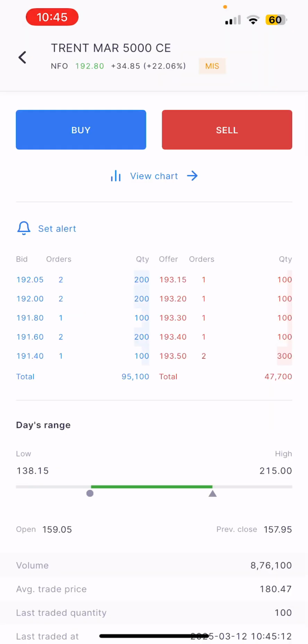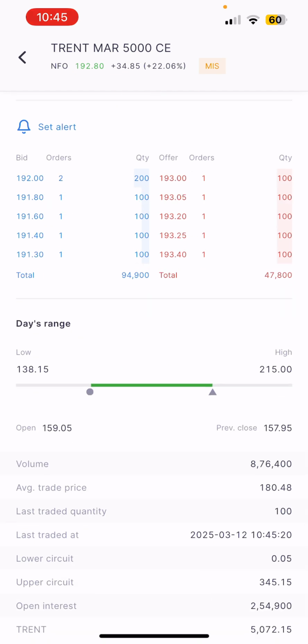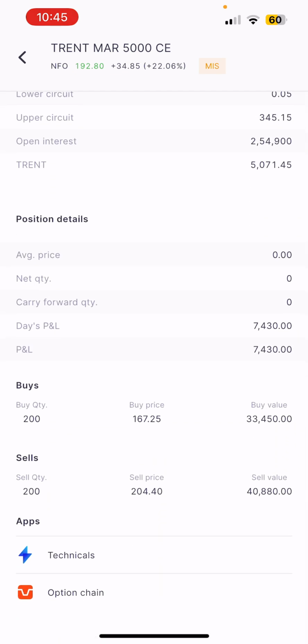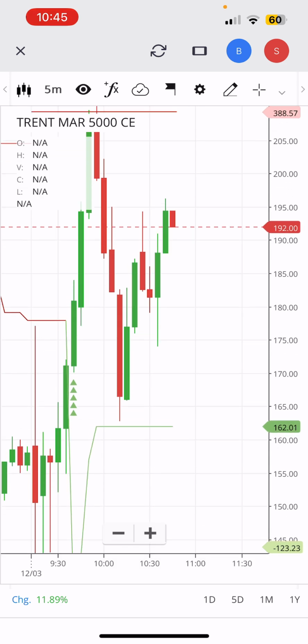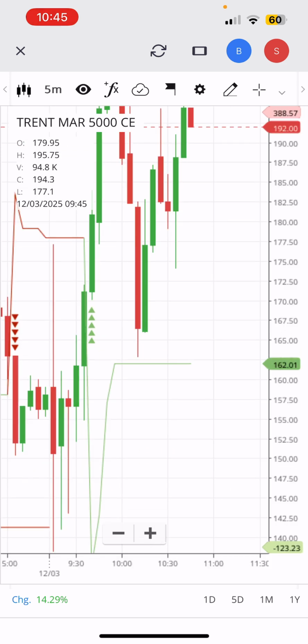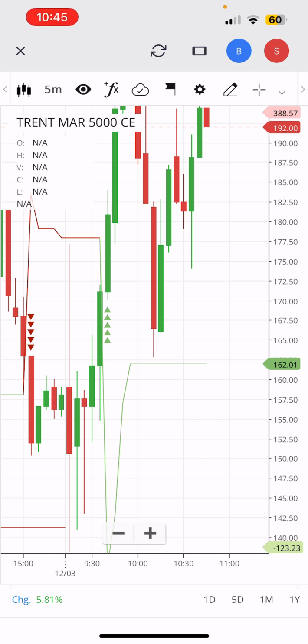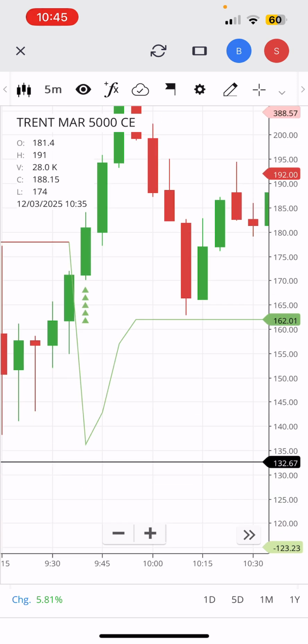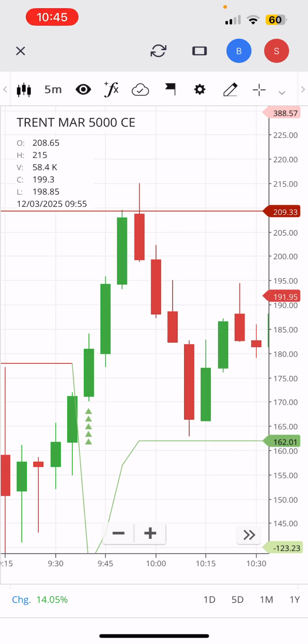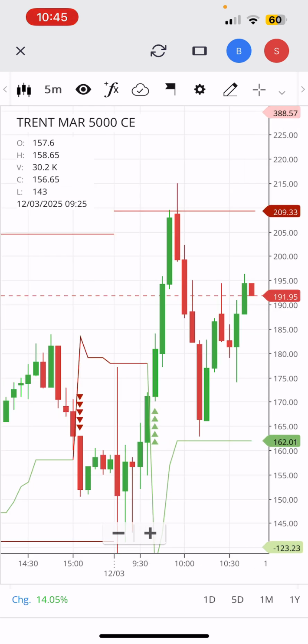I will show you how I have taken the trade. This is the 5000 CE, where my entry was 167 and exit was 204. How did I take the entry? 167 was exactly where the super trend gave an indicator to enter in the super trend zone. You will get these arrow marks, which are upside basically. I took an entry at 167 here, and I trailed till my pivot point standard, which is a pivot basically, which is 209.